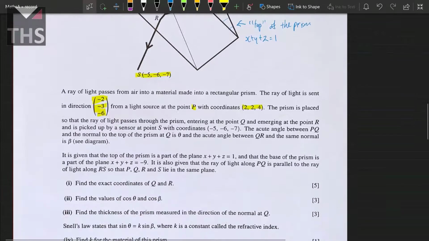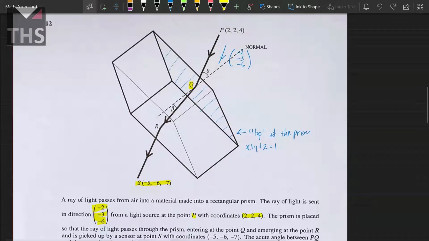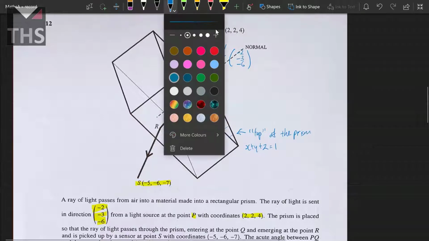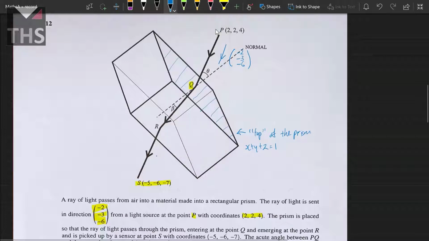Then let's go down a bit more. The base of the prism, x plus y plus z equals to -9. And it's also given that the ray of light along PQ is parallel to the ray of light along RS, such that P, Q, R, and S lie on the same plane. So if I tell you PQ is parallel to RS, it means this RS will also have the same direction vector, -2, -3, -6. Okay, that's how we analyze this question.